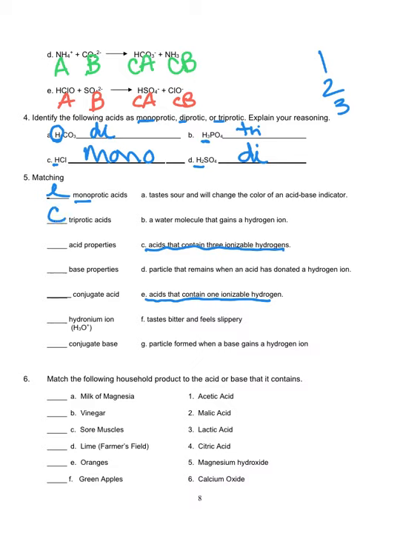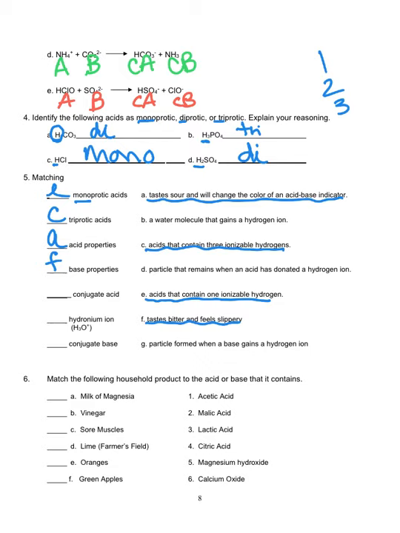That's a C. An acidic property, we said that they're sour tasting, and I see that up in A. Base properties, they taste bitter and they're slippery, so that would be F. A conjugate acid. Oops, okay, I got rid of that one. So we're down to B, D, and G.